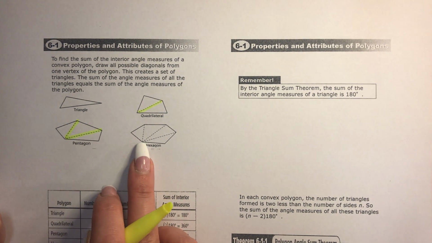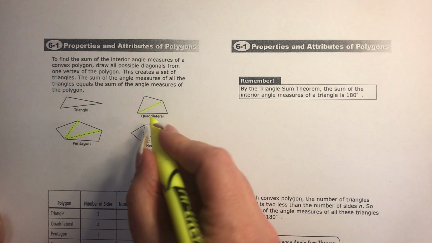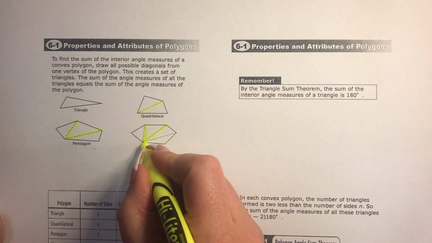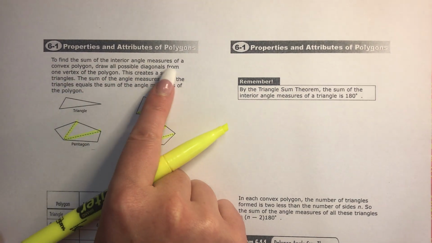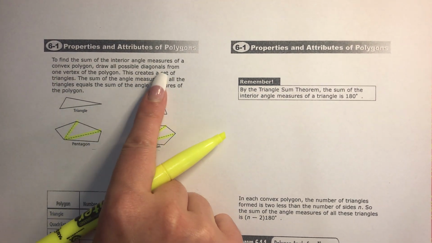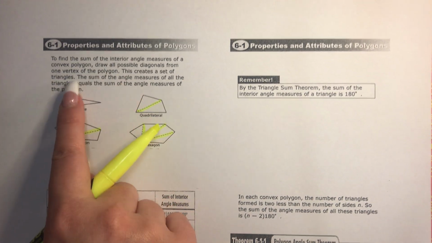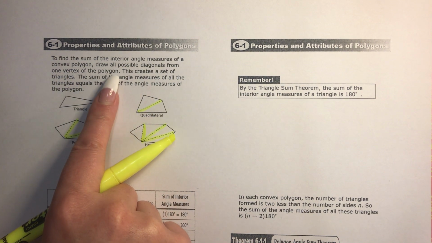What about this vertex here? Well, we can't draw one there, right? Because those are consecutive. But we can draw a diagonal there, here, and here. Okay? So, to find the sum of the interior angle measures of a convex polygon, draw all possible diagonals from one vertex, like what we did, right? Draw all possible diagonals from one vertex of the polygon.